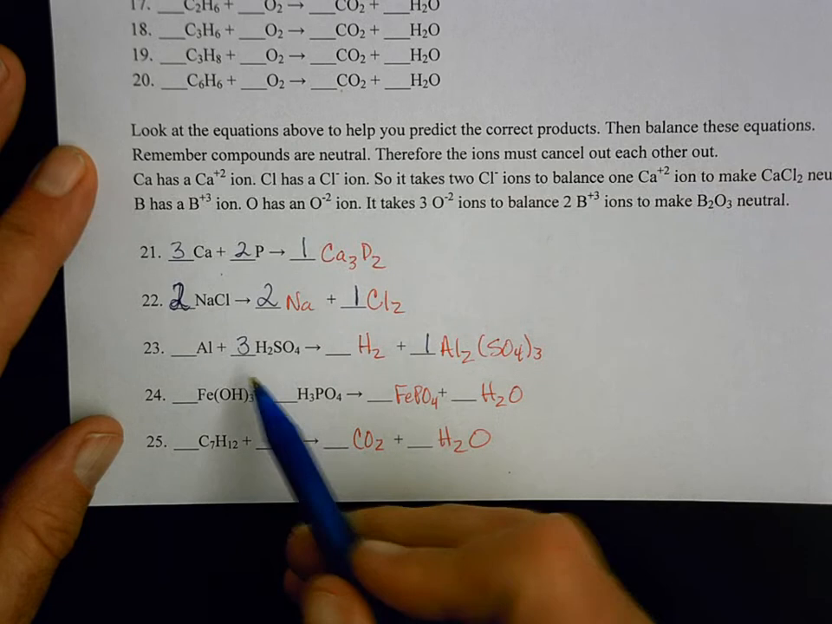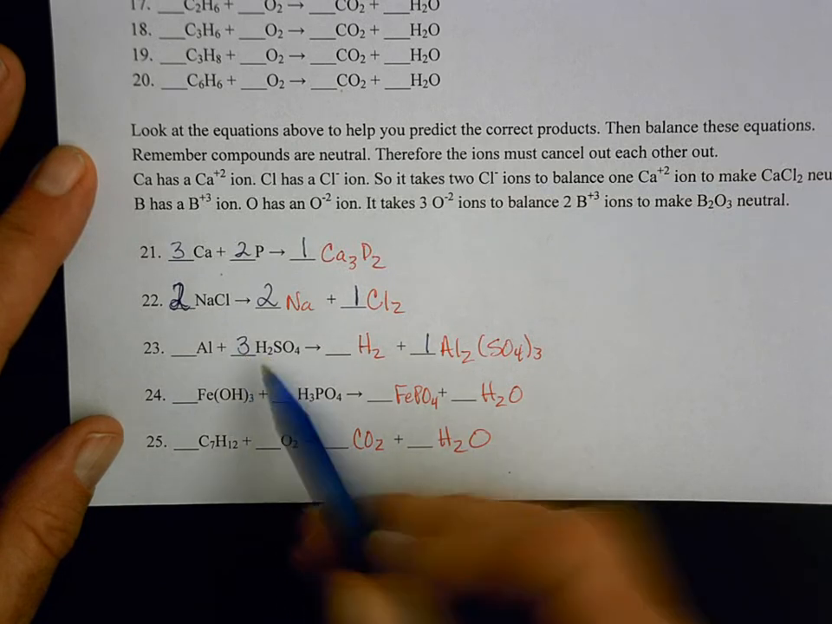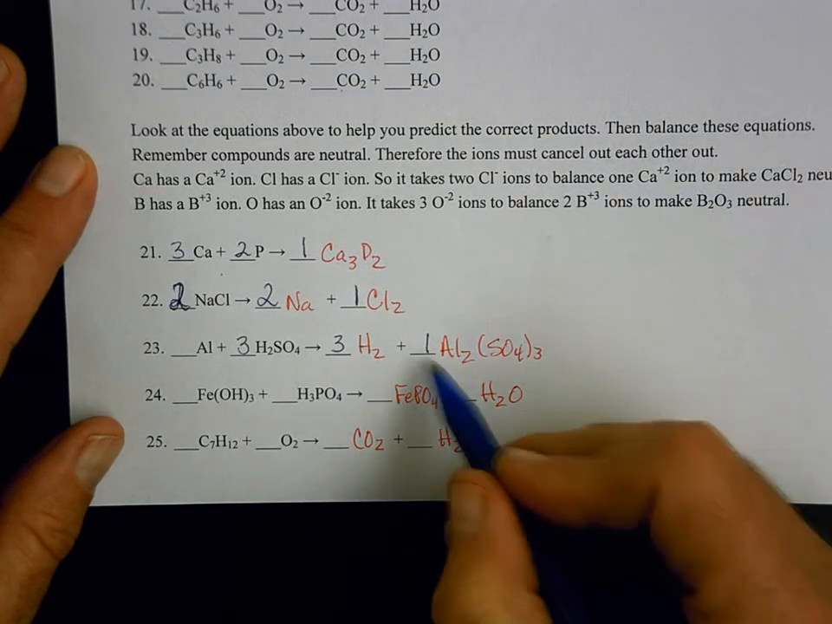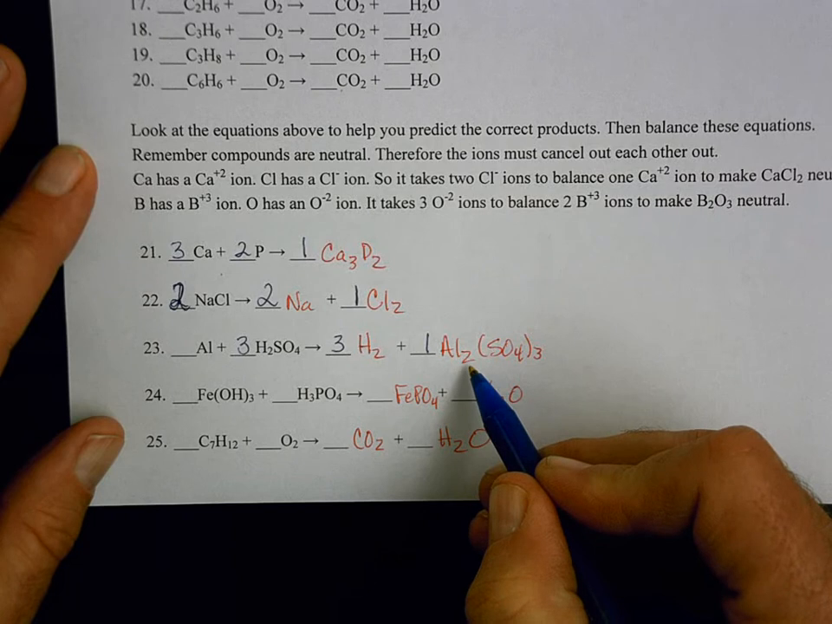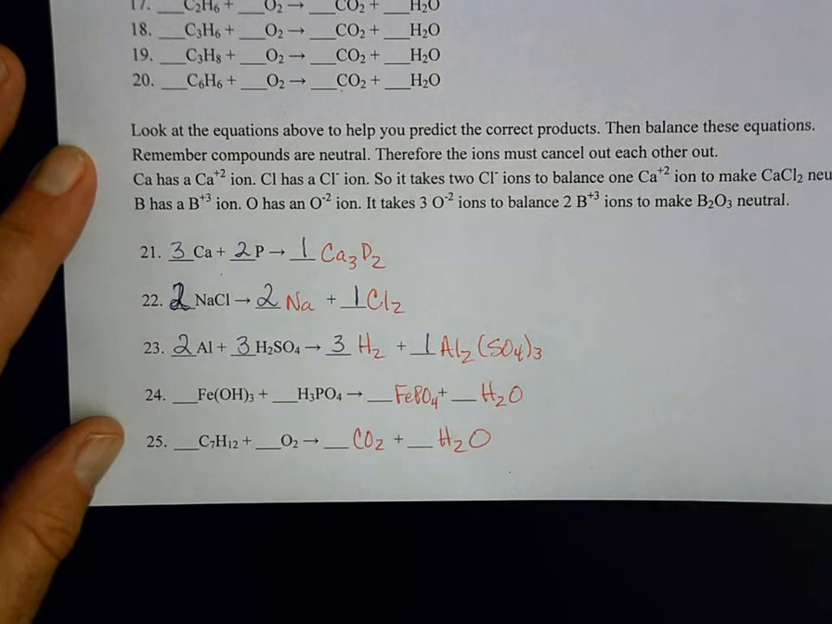When I do that, I immediately notice that, hey, now I have 3 H2s, so I'm going to need 3 H2s on the right as well, and with the 1 in front of the Al2, I am going to need a 2 here, so that on the left side I will have 2 aluminums.